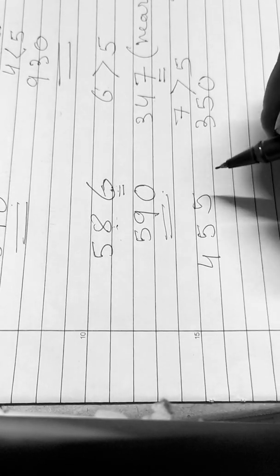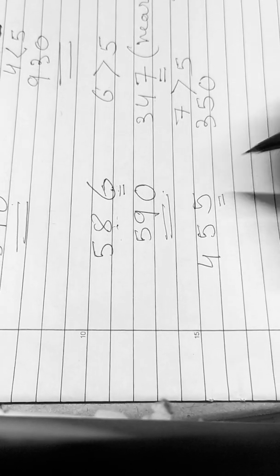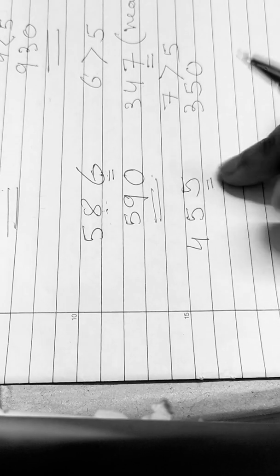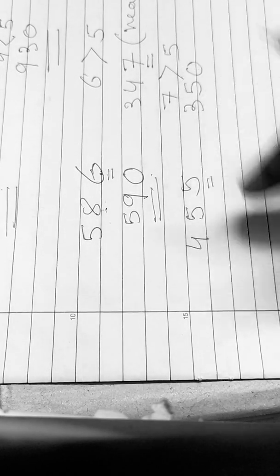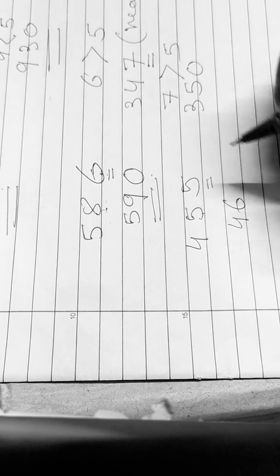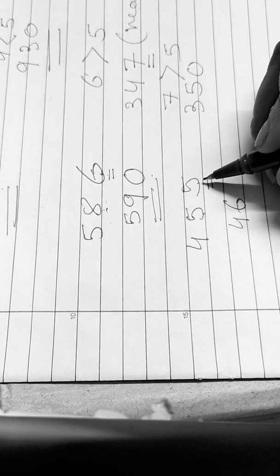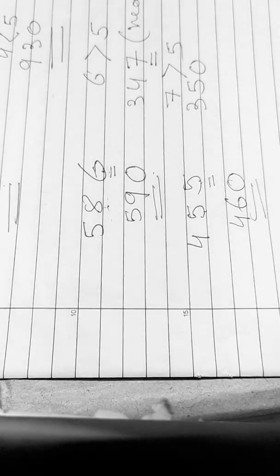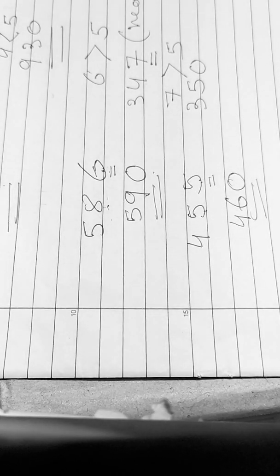Take another example also, 455. In 455, the unit digit is 5. So again we follow the same process here. This 5 will become 6, and the 5 which is present at the unit place will become 0. So 460. Clear? So like this we can round off a number to the nearest 10. Clear to all of you?